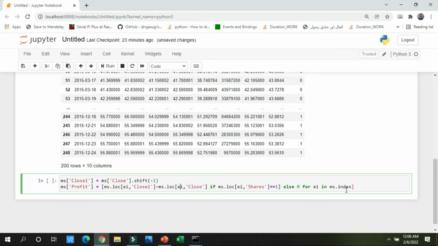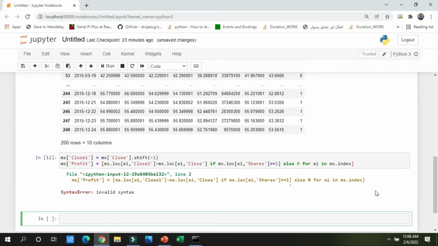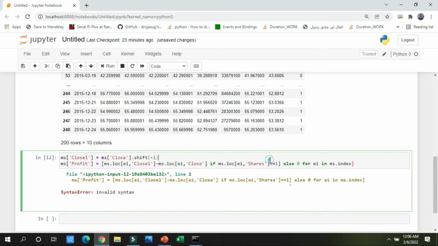So this is, if I remove it, okay, now I think it is fine. And ms.profit, and let me run this cell, and it has given me a syntax error. I am sure that I have made some mistake while writing this, so let me check. ms.log close one, and the minus sign is here, ms.log close, and here is the if condition, and ms.log and EI comma shares. There is the mistake, here is the extra bracket. So I have removed this bracket now, and I will run it.